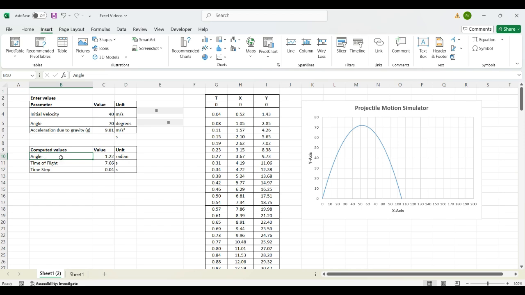Well, in physics, for most of the calculations you do involving angle, you need to take the value of angle in radians. So here essentially what I've done is I've converted this angle from degrees to radians.